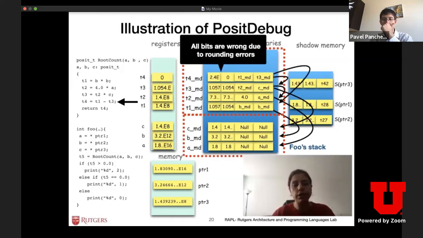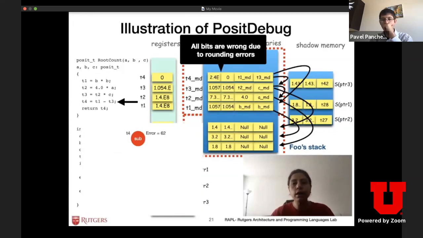After computing T4, we notice that T4 has high rounding error, and T4's computed value is totally different from T4's real value. To diagnose the root cause of this error, we can traverse back following the pointers to the operands' metadata and investigate how the error was propagated. The first thing we notice is that the subtraction operation at T4 has an error of 62 bits. That is, all bits are wrong.